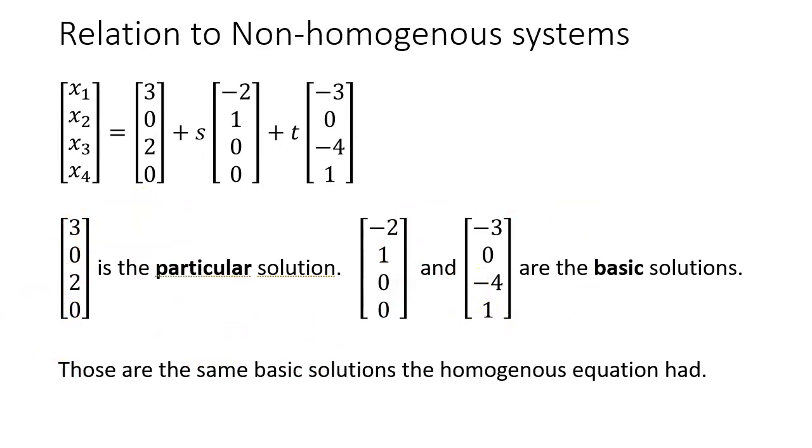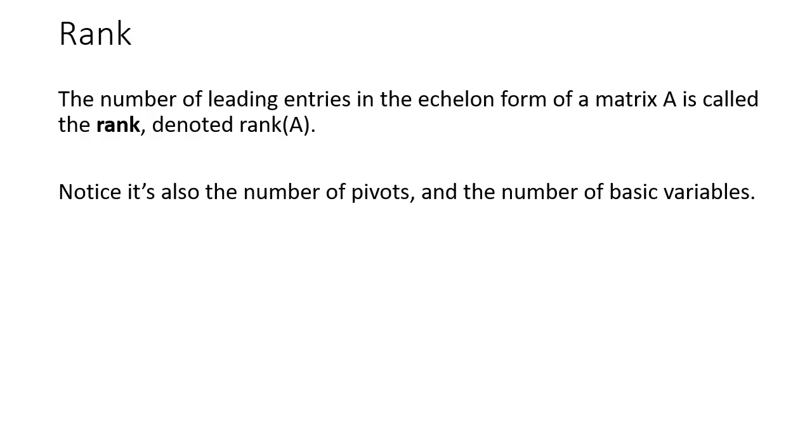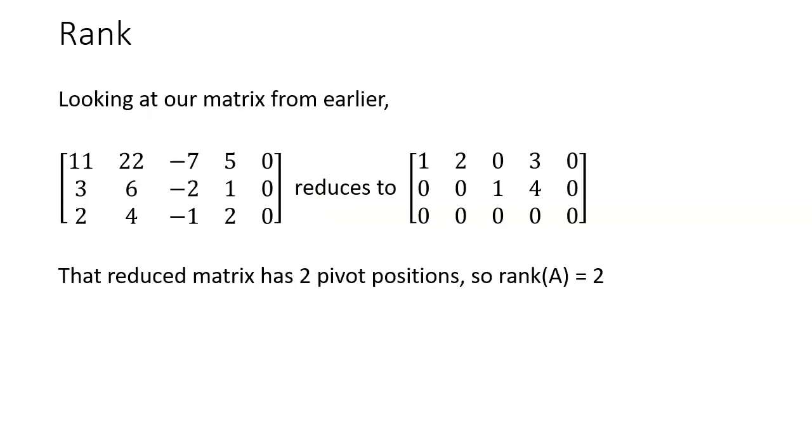So let's talk now about another concept called rank that is related to what we've been doing here. Rank is, by definition, just the number of leading entries in the echelon form of the matrix, and is denoted rank of A. And notice, since it's the number of leading entries in the echelon form, that means it's also the number of pivot positions and also the number of basic variables. So let's look at an example.